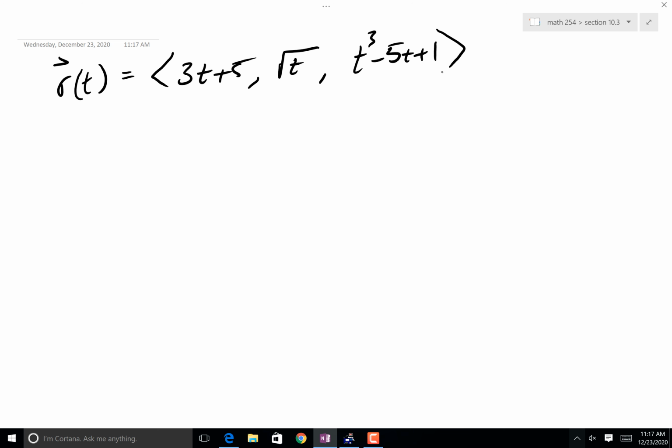Cool. Let's say you have r of t is equal to 3t plus 5, and then square root of t, and then t cubed minus 5t plus 1, whatever. And I want to know not from 0. 0 is not going to work because t doesn't exist. The middle one doesn't exist at 0. So let's go from 0.1 to 4. Okay, that's hot.